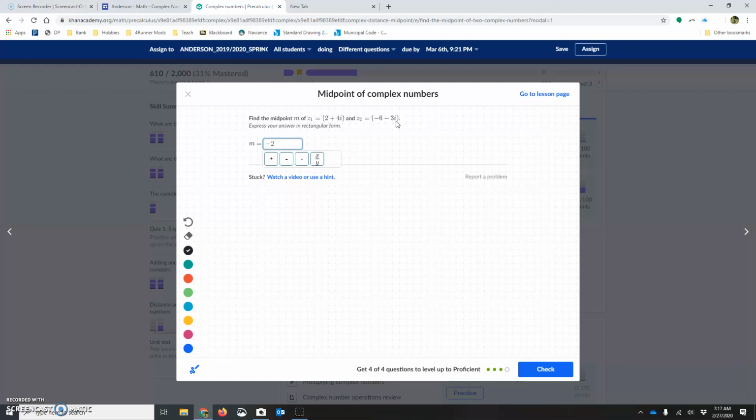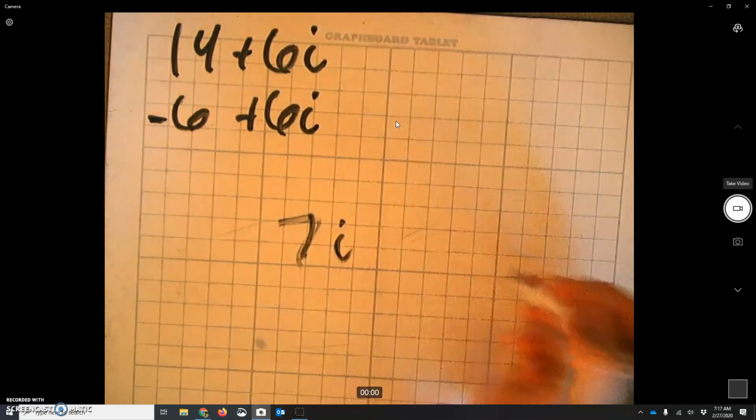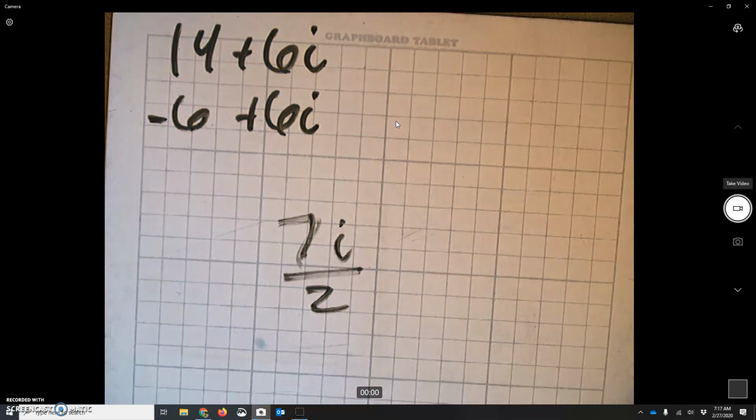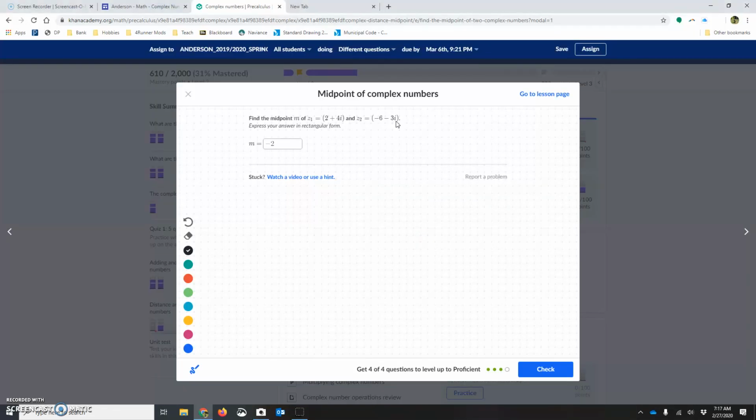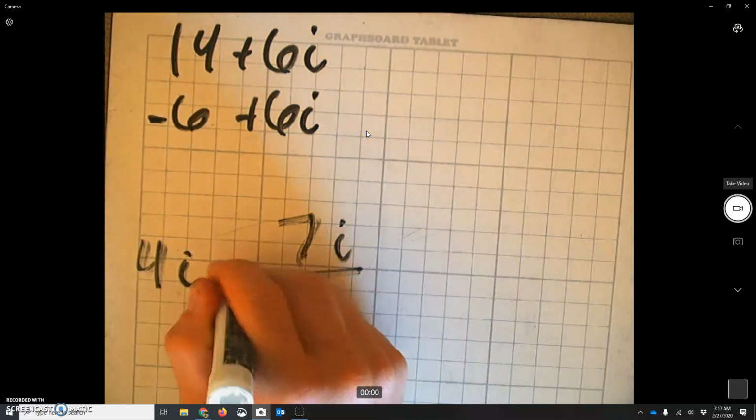So there you go. Let's do that. Actually, we're going to do the math. So we have 7i total, and we're dividing by 2. And we need to subtract or add. I'm going to subtract it from 4i. Okay, so 4i minus that.